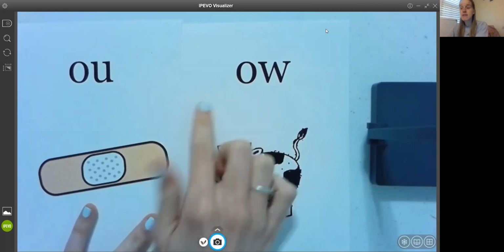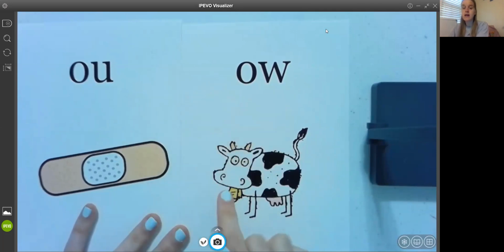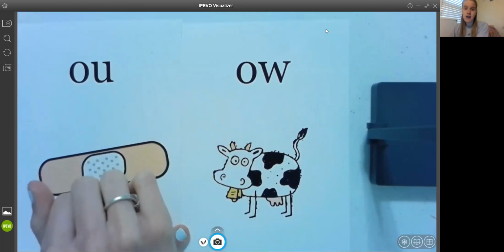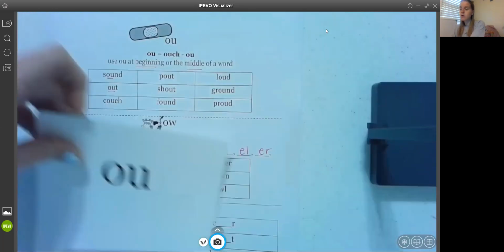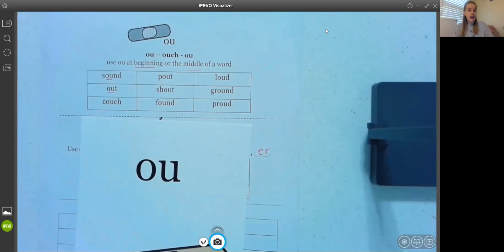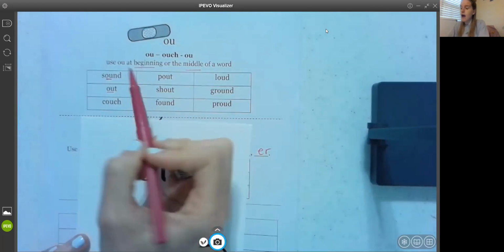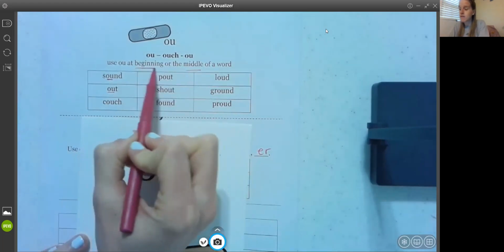When kids are reading it, if they come across OW and we know it's ow like cow, we can say, oh, that's like cow. So there's rules and differences between OU and OW. So OU says ow at the beginning or the middle of the word.